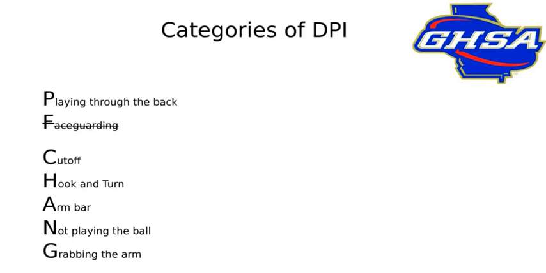But there used to be 7 categories of DPI. We now have 6 because face guarding was eliminated by rule. So it used to be PF Chang. Now it's just P Chang, the great Chinese restaurant. So they are playing through the back, cut off, hook and turn, arm bar, not playing the ball, and grabbing the arm.